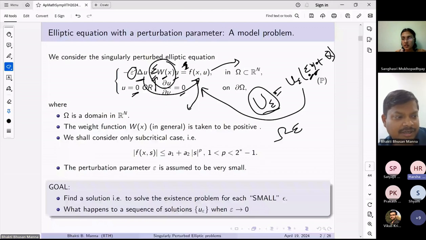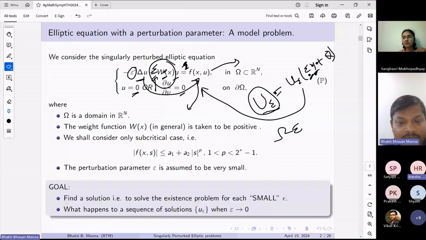Bhakti, this is Harsha. Just a quick question. You mentioned one result that if you are given finitely many points, you can make the concentrations appear at those. Is that particular for W being a constant, or can W be any function which is positive? If we look at the mountain pass solution, then yes, there are results which concentrate on the minima of this W(x). It will force those points to have something to do with the critical points of this W(x).